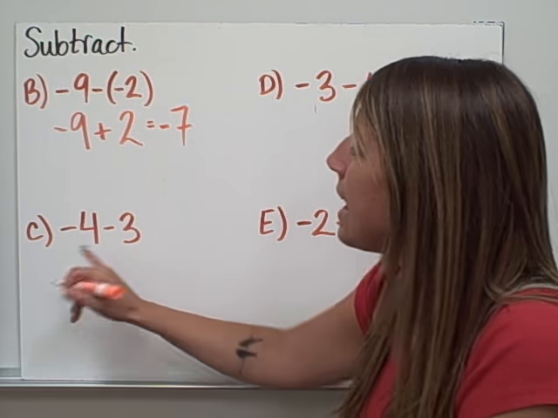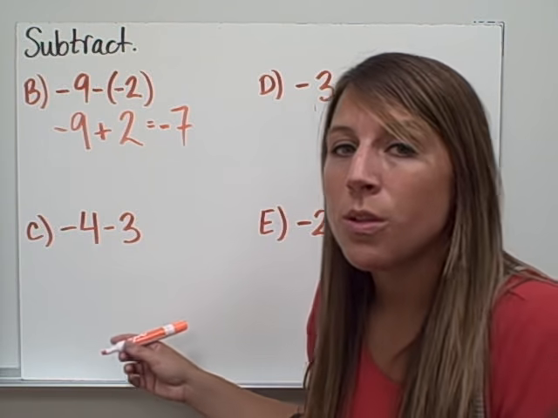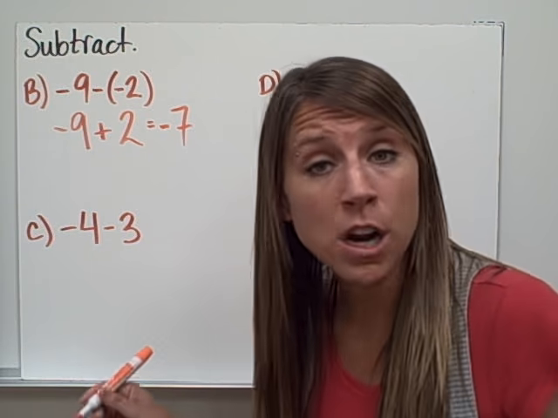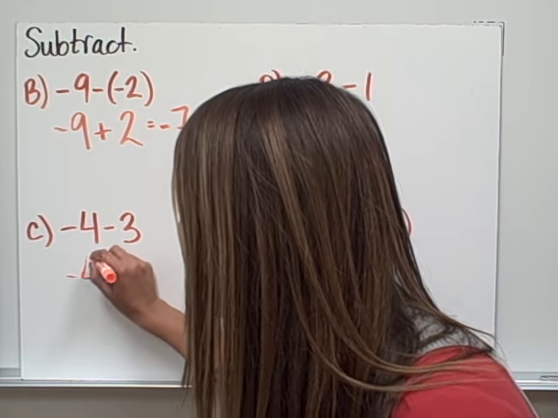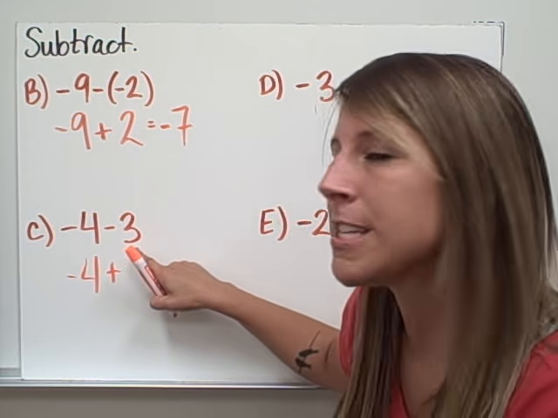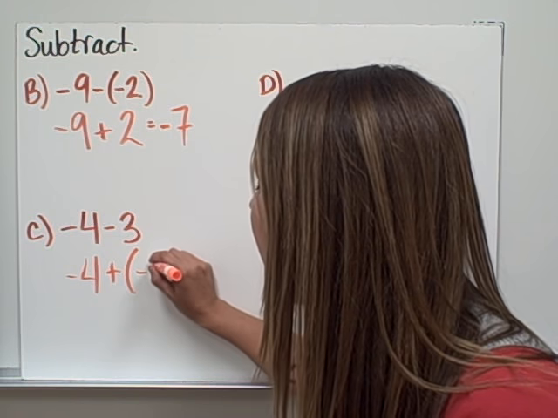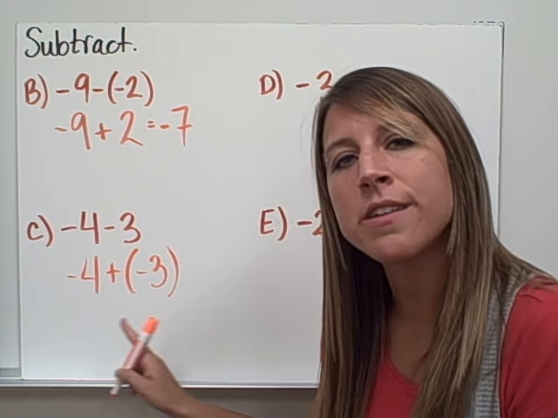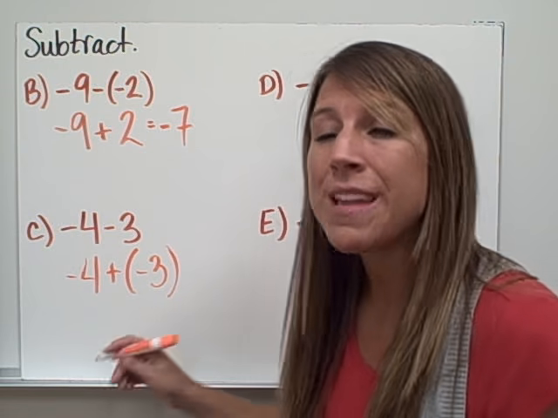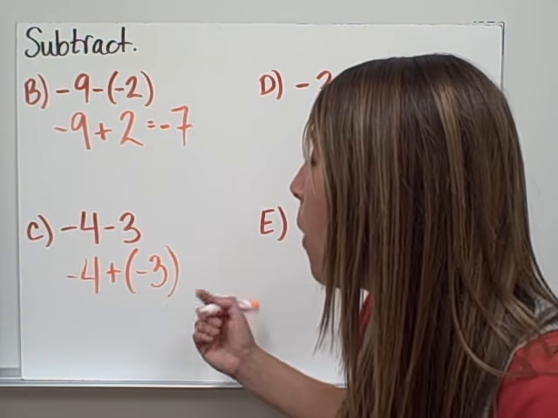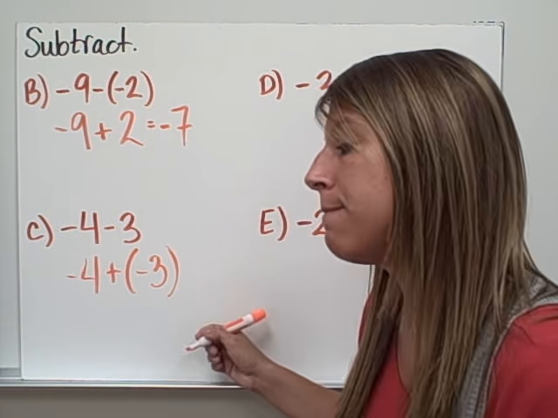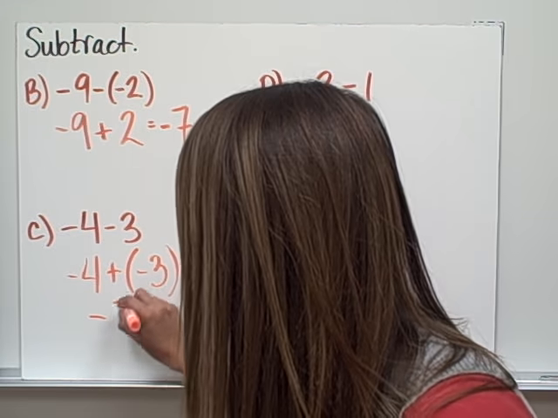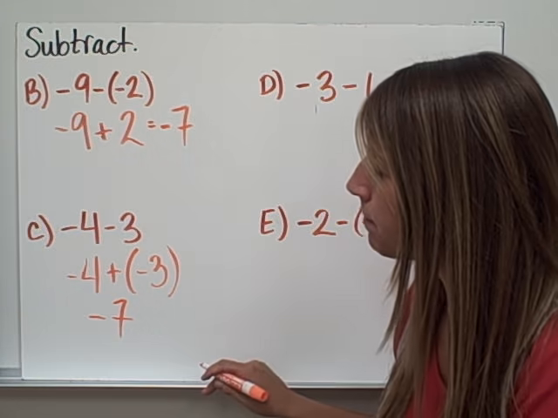Example C, -4 minus 3. I'm going to change subtraction to addition first. -4 plus, and 3 is positive, so I'm going to make it -3. Now, this is an addition problem where signs are the same. When signs are the same, add and keep the sign. -4 plus -3, well, 4 plus 3 is 7, so my answer is -7.